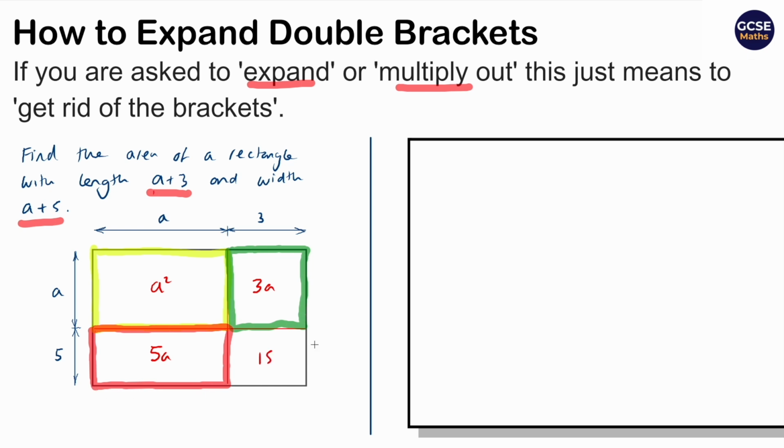So the total area of this rectangle is just all of those added together. So we have got a squared. We have also got two like terms. We have 3a plus 5a. Well, 5 plus 3 is 8. That becomes plus 8a. And finally, we have got 15 at the end, plus 15. So that is the area of our rectangle.